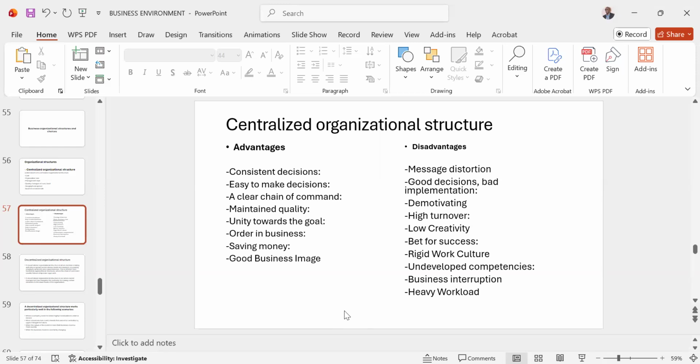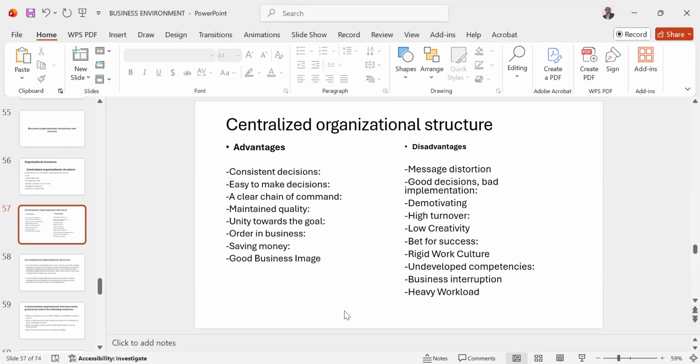And then also you have unity towards the goal. With a clear chain of command, they know where they are going and they are setting everything up for that particular business. Good business image. If there are no issues, then their image will not be tarnished. So the structure is good to some level.